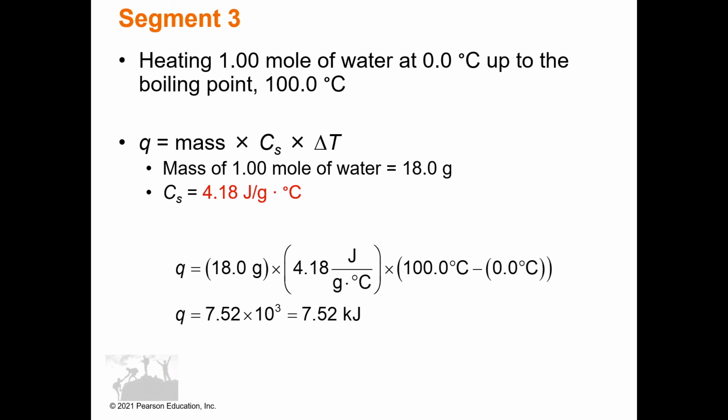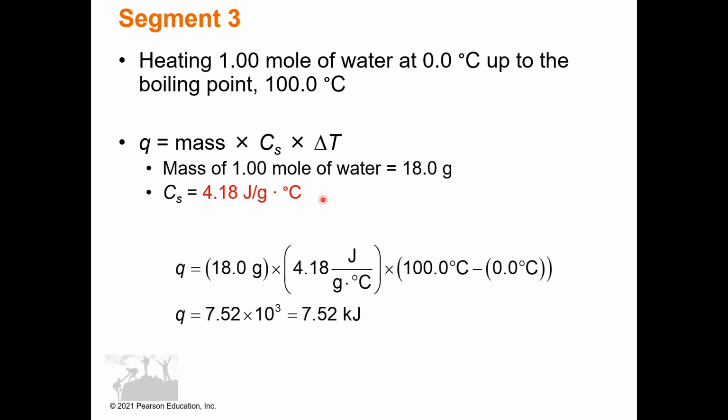Segment 3 is another line with a positive slope. So we have a change in temperature. At this point, all of the solid has been converted to liquid. So now the temperature of that liquid is going to change. So we're starting from 0 degrees Celsius to 100 degrees Celsius. We're going to use Q equals mcΔT.